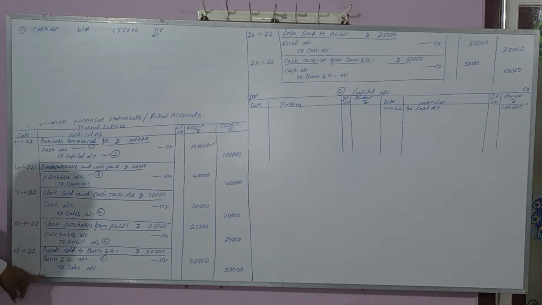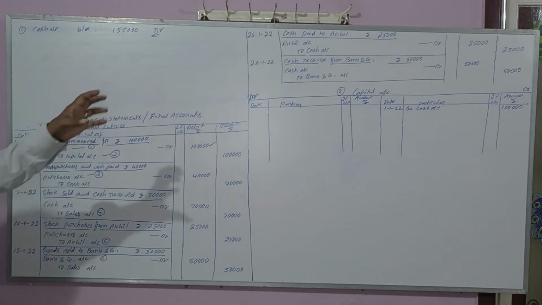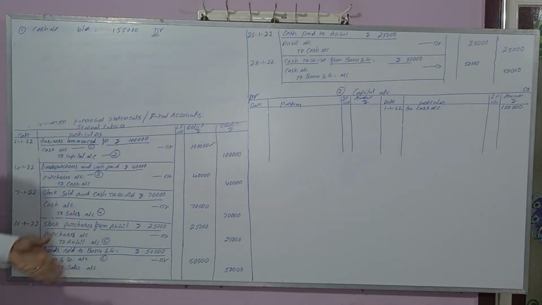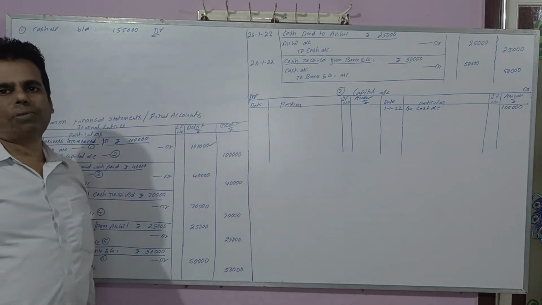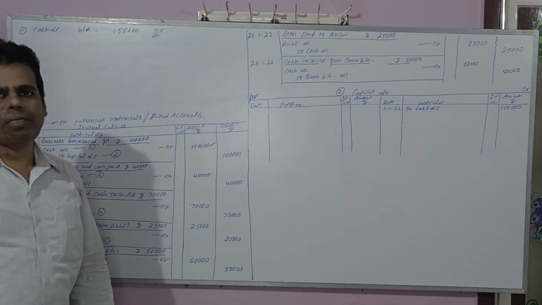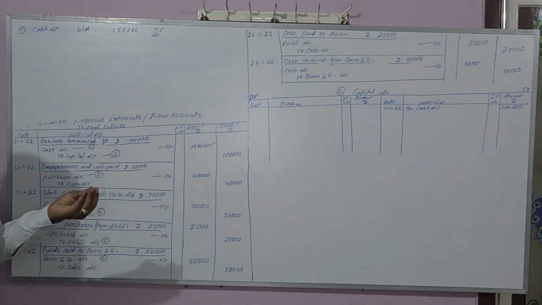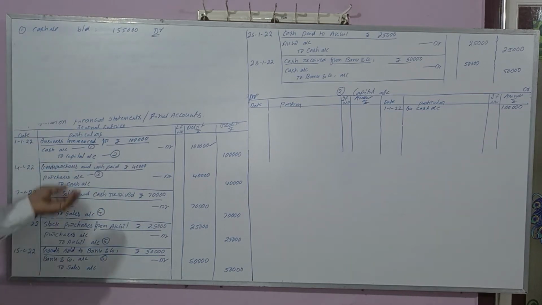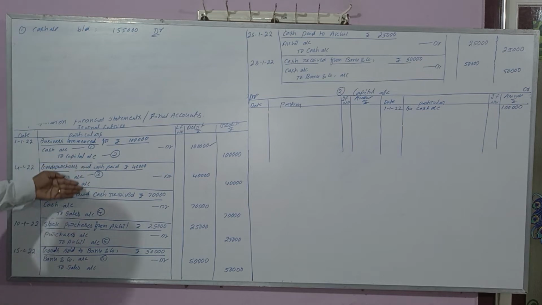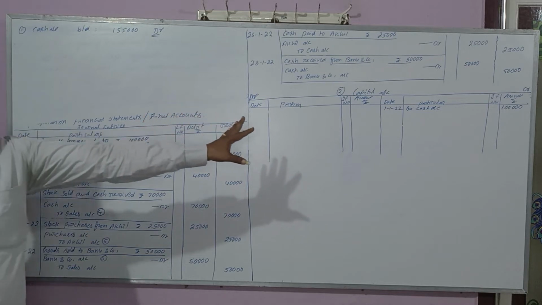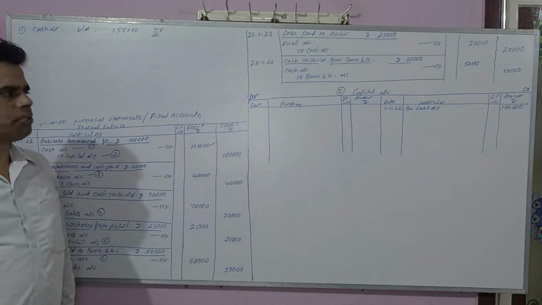Next, the second entry. In the second entry, there is no concept of capital. Third entry, fourth entry, fifth entry, like that, there is no capital account in the other entries. So ledger posting is completed, because only one entry has the concept of capital. That's why it is entered into the capital account. No other entries have the capital account, so we close or balance that account.